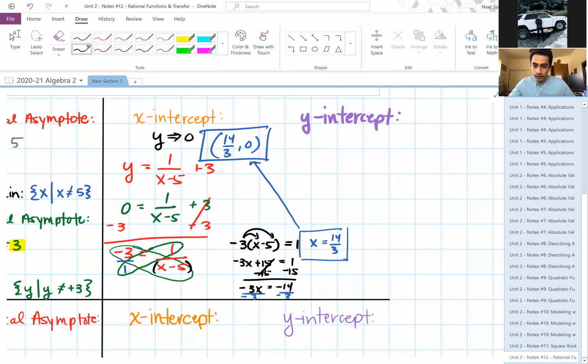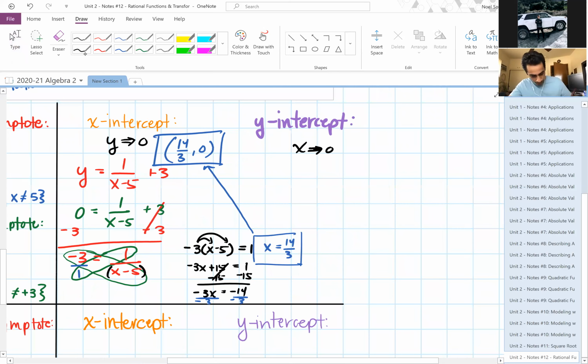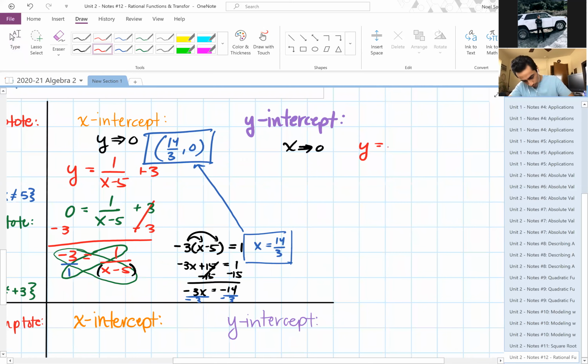All right, and then we look at the Y-intercept. Let's take a look at the Y-intercept. So here we want to plug in the 0 for x. So what we have is y equals 1 over 0 minus 5, and then plus 3.